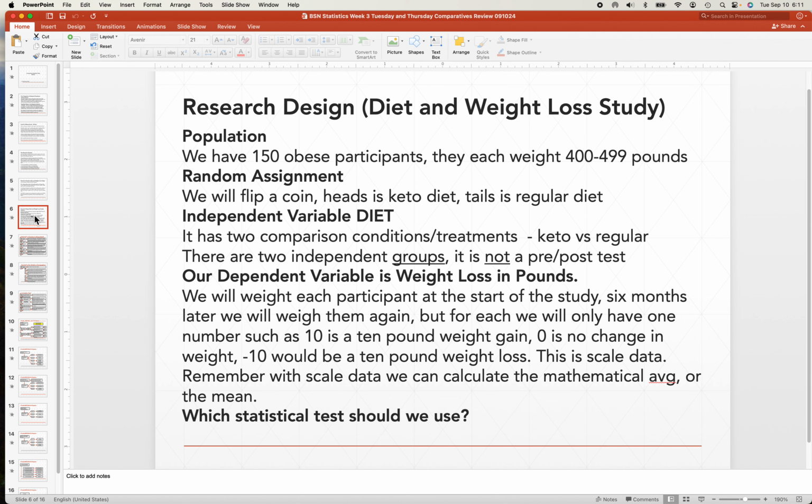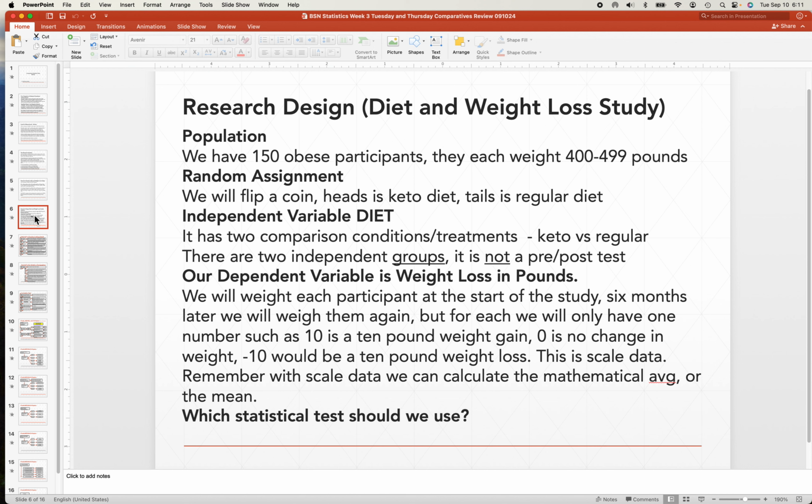So again, our independent variable here is diet. It has these two comparison conditions or treatment groups. One group will get the keto diet, the other group will get the regular diet. So there are two independent groups, but there's only one independent variable. Remember, the conditions or treatments, that actual diet they're getting is not a variable. It's not like one group gets keto diet and the other doesn't. It's one group gets the keto, one group gets the regular. Those are two conditions within our independent variable diet.